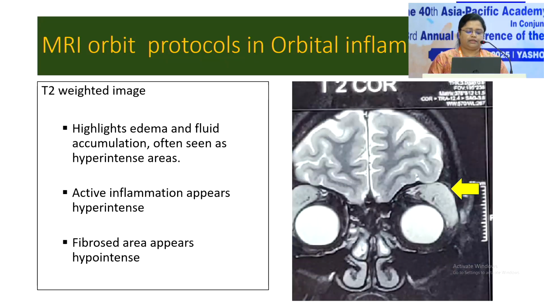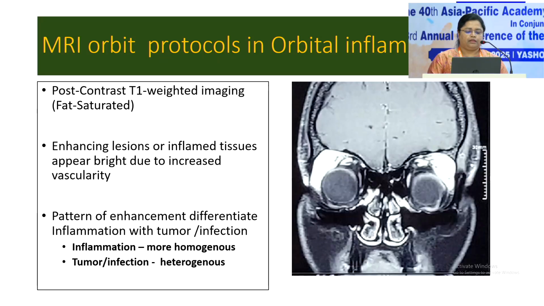In T2 weighted scan, this actually highlights the edema, fluid accumulation, and it is often seen as a hyper-intense lesion. In active inflammation, the structure shows it's very hyper-intense, that is very much brighter. And when there is chronic inflammation, fibrosis, it may appear as hypo-intense because of less water content of the tissue. Next is post-contrast T1 weighted imaging.